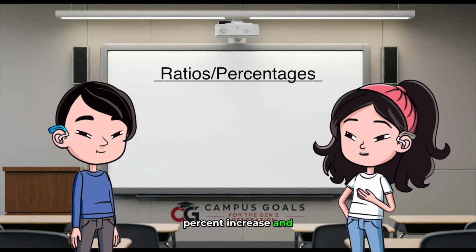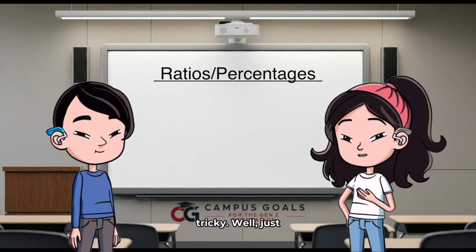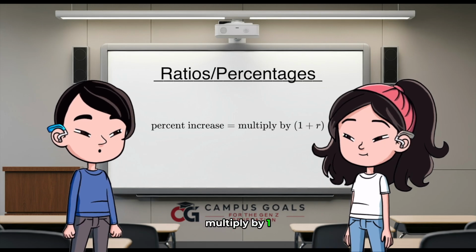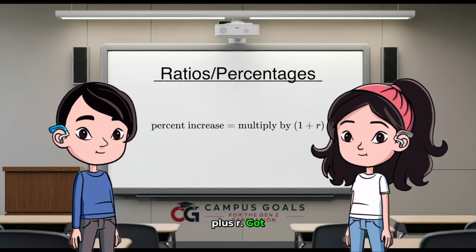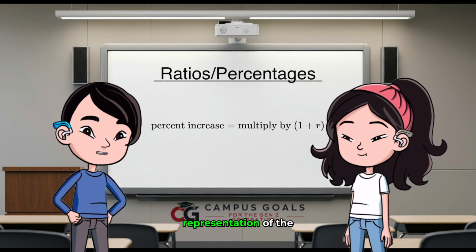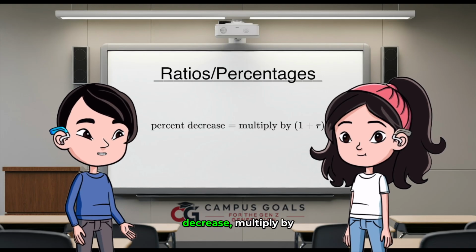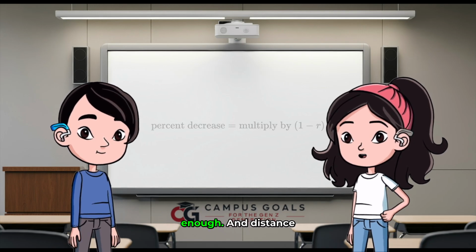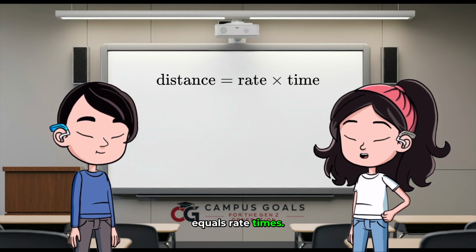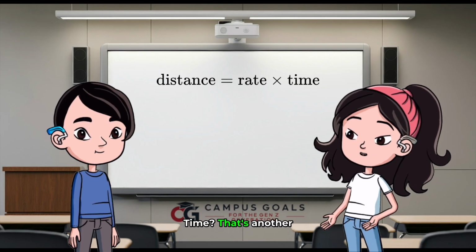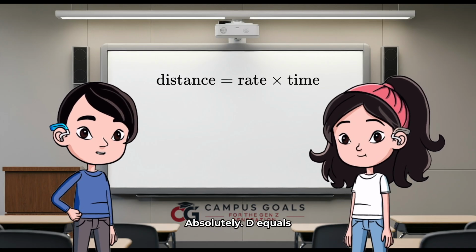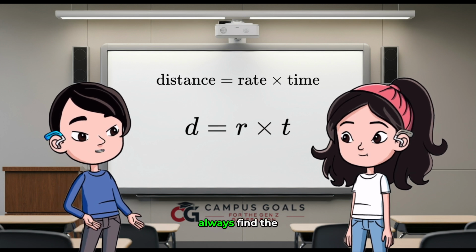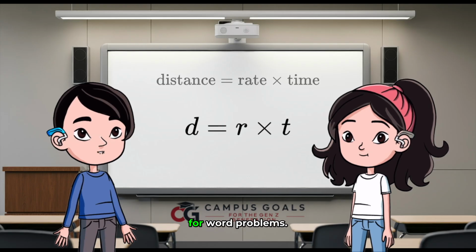And percent increase and decrease? Those get tricky. Well, just remember the formulas. For an increase, multiply by 1 plus r, where r is the decimal representation of the percentage. For a decrease, multiply by 1 minus r. Ooh, nice. Simple enough. And distance equals rate times time? That's another big one, right? Absolutely. d equals r times t. If you know 2 of the variables, you can always find the third. Super useful for word problems.